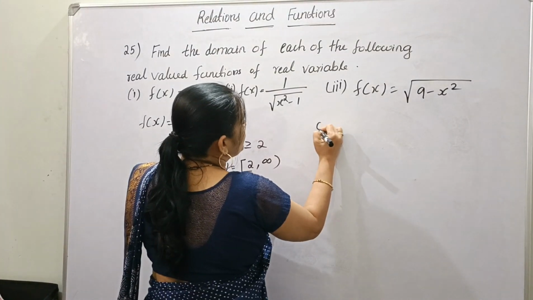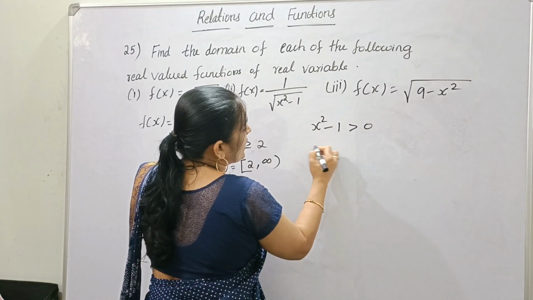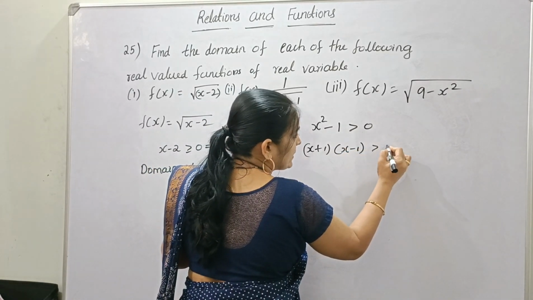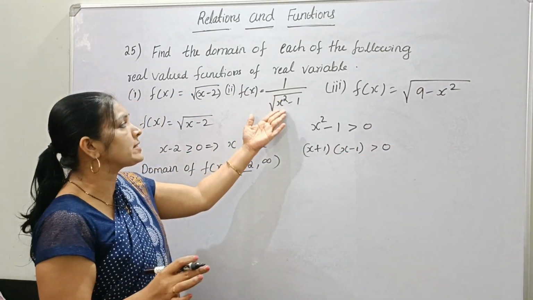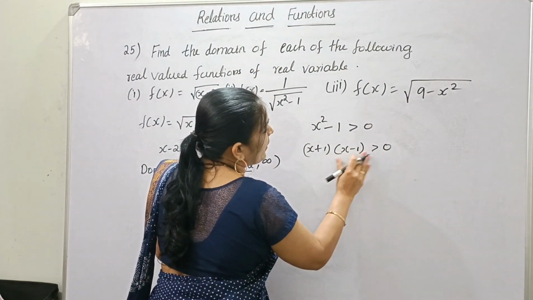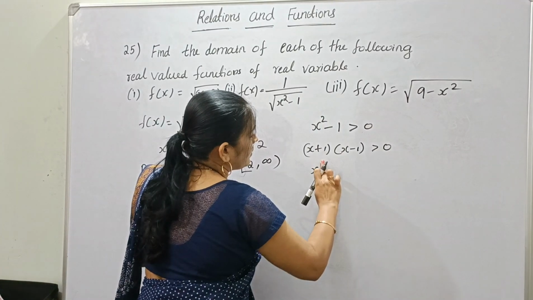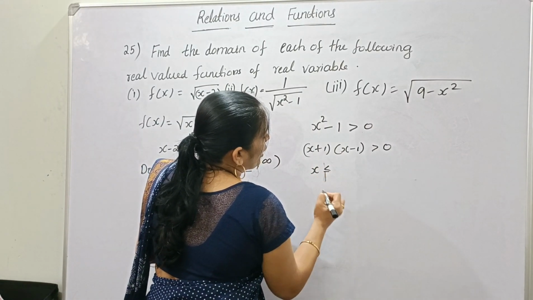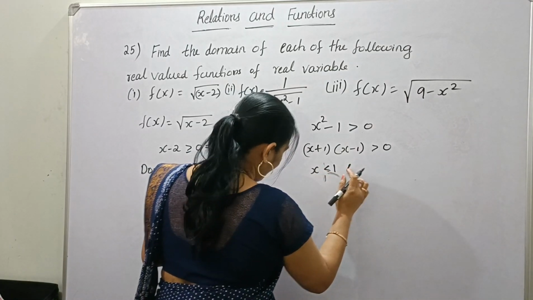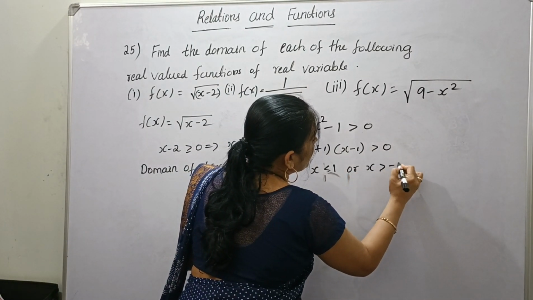So here x square minus 1 greater than 0. That implies x square minus 1 can be written as x plus 1 into x minus 1, that is greater than 0. Not equal to 0, because if it is 0, it will not be defined. So here x plus 1 into x minus 1 greater than 0, that means x less than minus 1 or x greater than 1.